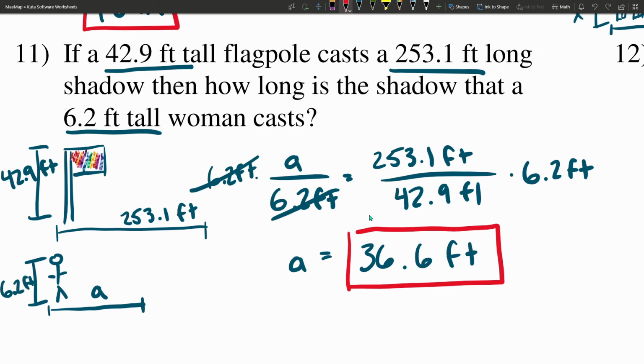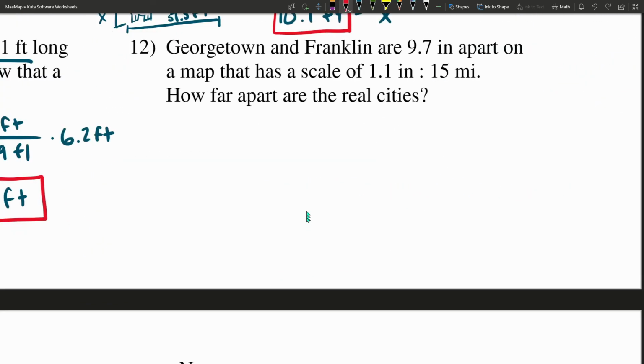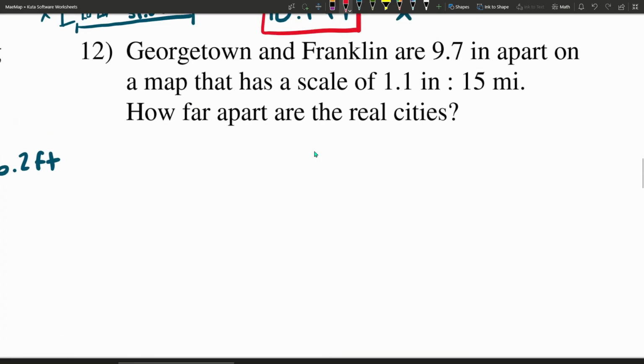Now, on to our very last problem, number 12. And we're back to dealing with maps. So it says that Georgetown and Franklin are 9.7 inches apart on a map that has a scale of 1.1 inches to 15 miles. So we know how far apart they are on the map, and we know the scale of that map. So how far apart are the real cities? That measurement is going to be in miles.